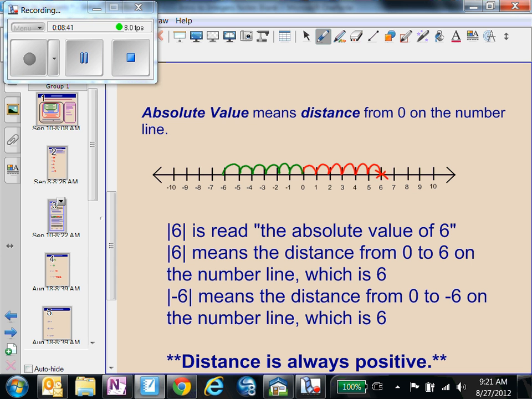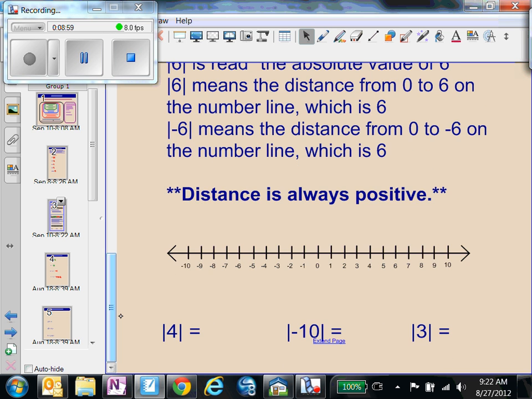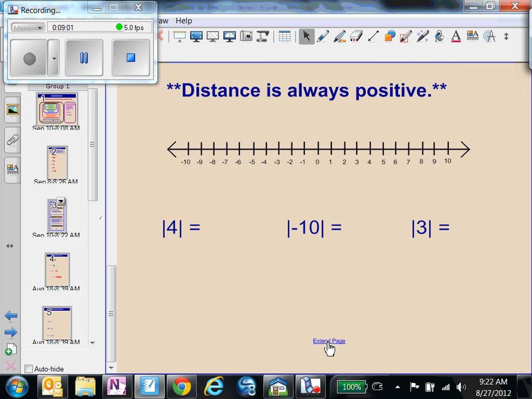So regardless of whether you're finding the absolute value of a positive number or a negative number, it means you're finding distance. Distance is always positive. I'm going to say that again. Distance is always positive. So when you find the absolute value of a number, the answer will always be positive because it's the distance from 0 to that number on the number line.